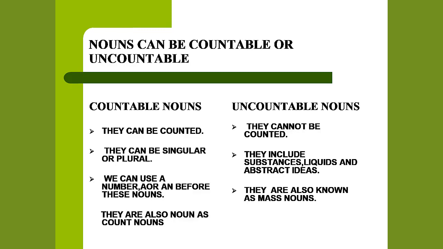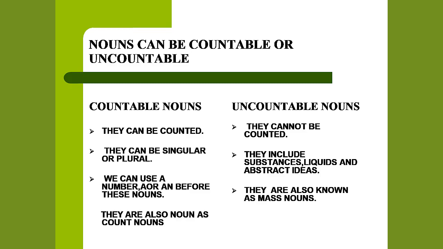Now there are the definitions of countable or uncountable nouns. Countable nouns can be counted. They can be singular or plural. We can use a number, a or an before these nouns. They are also known as count nouns. But uncountable nouns cannot be counted. They include substances, liquids and abstract ideas. They are also known as mass nouns. Now you can understand the differentiation between countable and uncountable nouns.